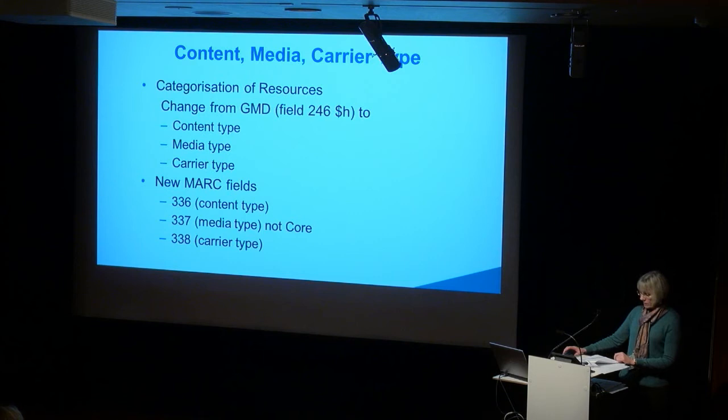So what are the 3 new elements that replace the GMD? We've got content, media and carrier. And this is meant to allow cataloguers to provide consistent and searchable information about all the content, physical and technical characteristics of a resource using controlled vocabulary lists. Each element can also be recorded more than once for resources encompassing multiple content, media and carrier types.